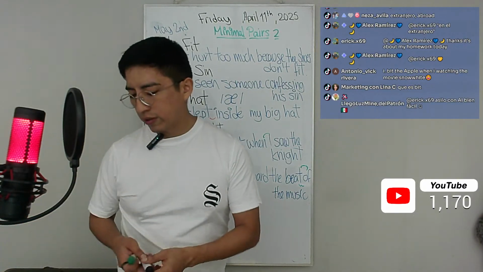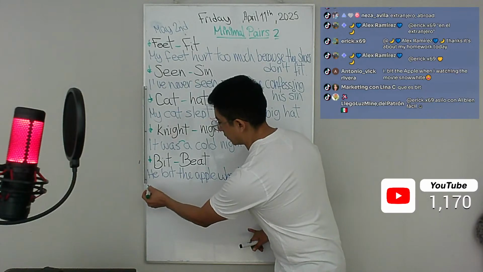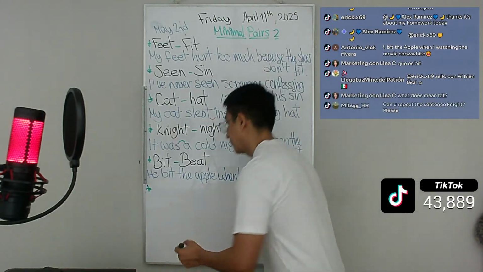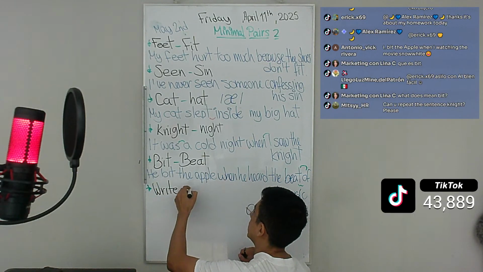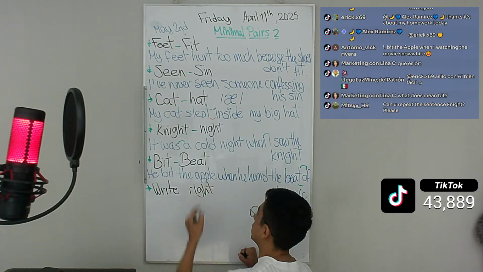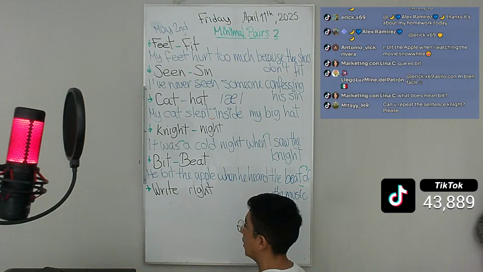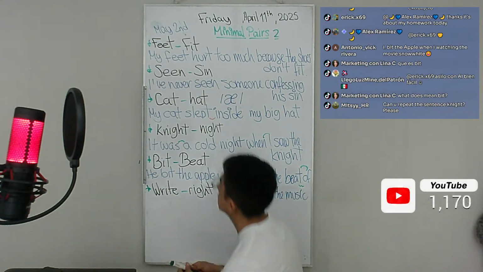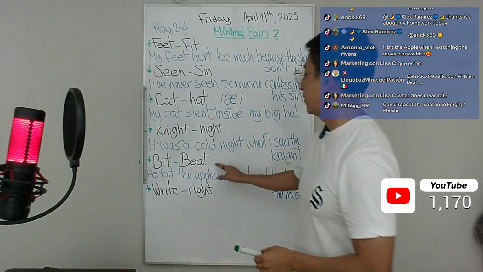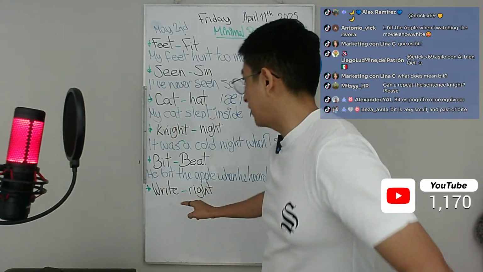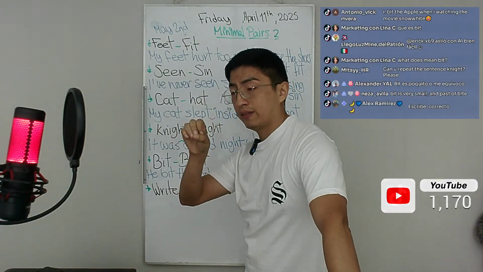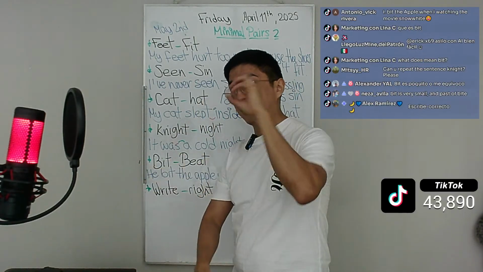Okay, we have another interesting pair here. Right and right. What do they mean, guys? Bit. In this case, bit is the simple past of bite. To bite someone. Okay. Simple past, bit.